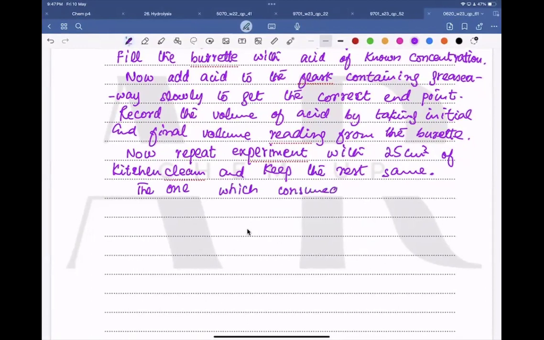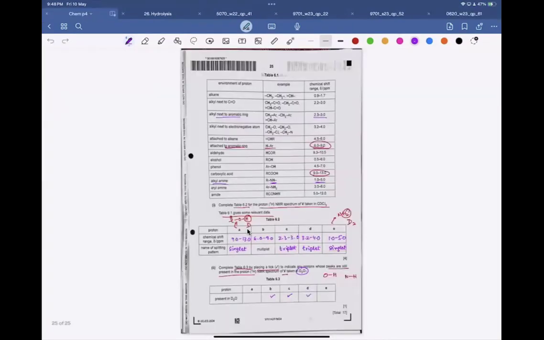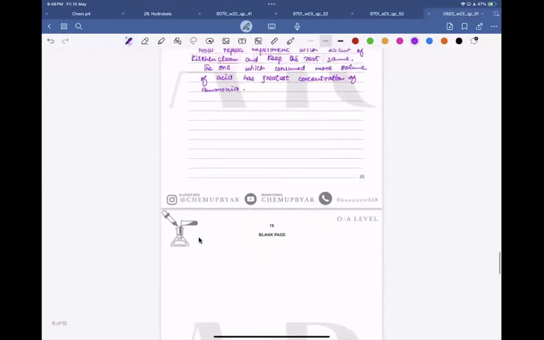The one which consumed more volume of acid has the greatest concentration of ammonia. So see, that's how you will be able to write the answer. So we are done with this paper.